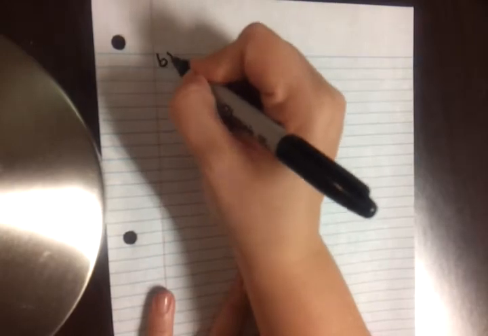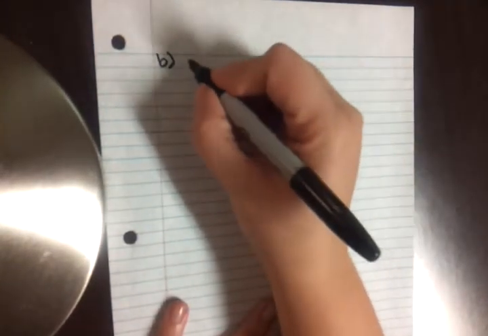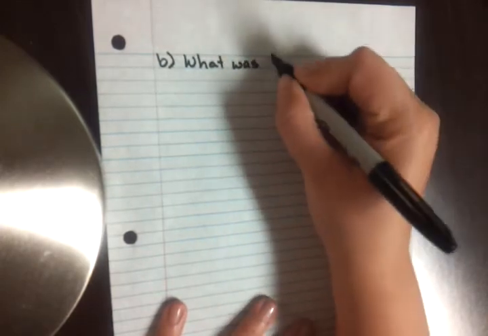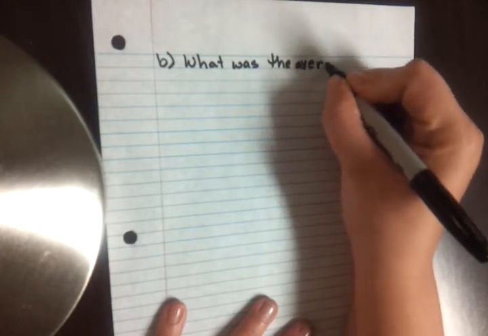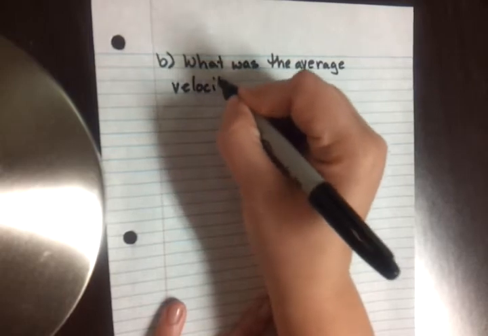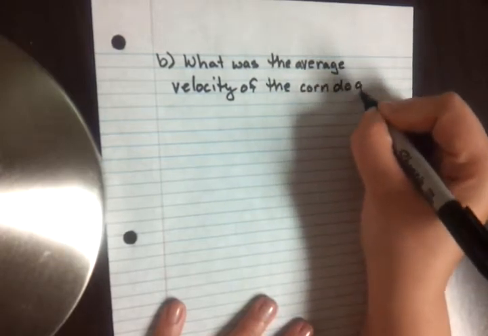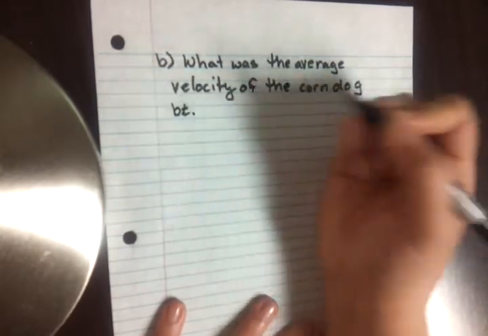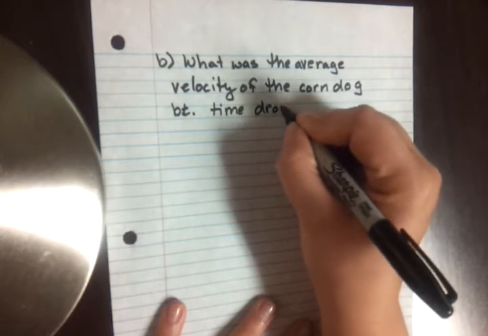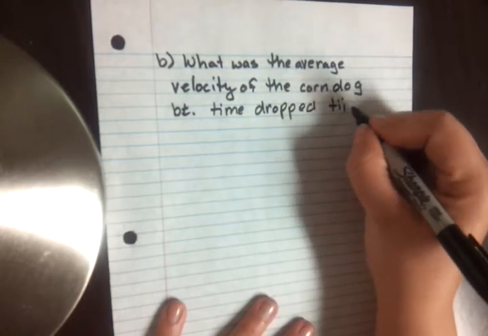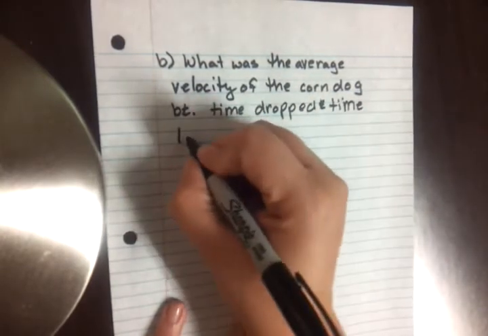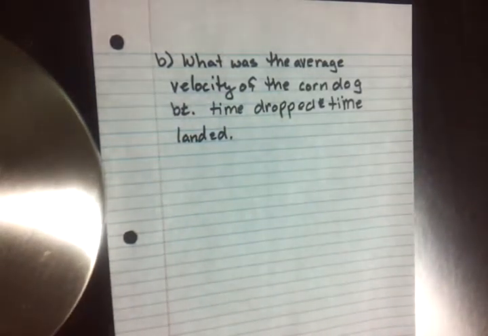Part B is, well, it's just another question, and we just have to figure out what they're asking so that we can give them the answer that they're looking for. So the question for part B, make sure you can see that in the screen here. What was the average velocity of the screwdriver between time dropped and time landed, basically. So they want to know what the average velocity of the corn dog was between the time it was dropped and the time it hit the ground.